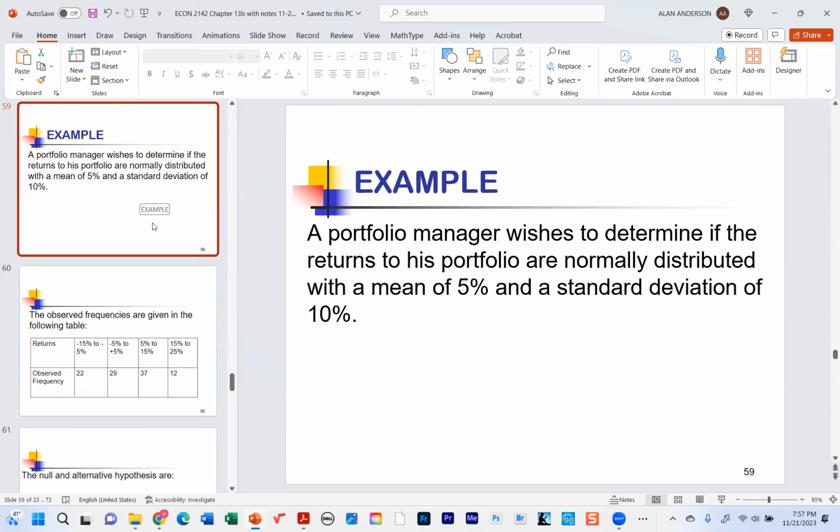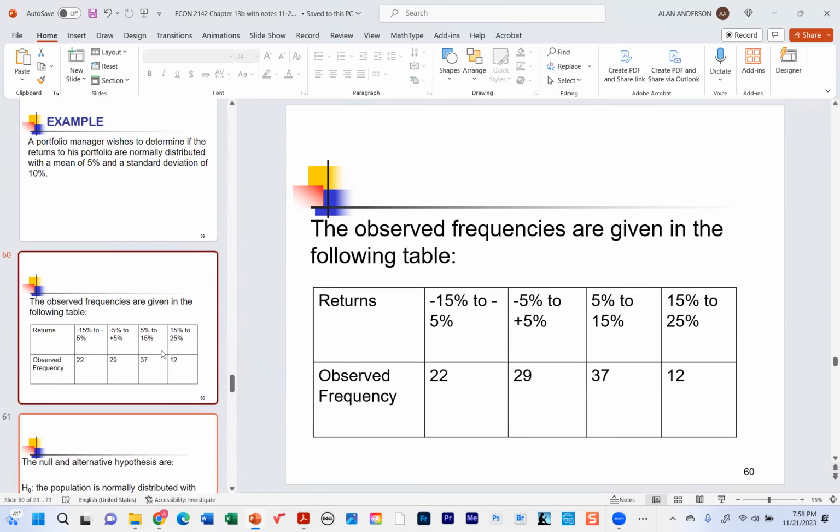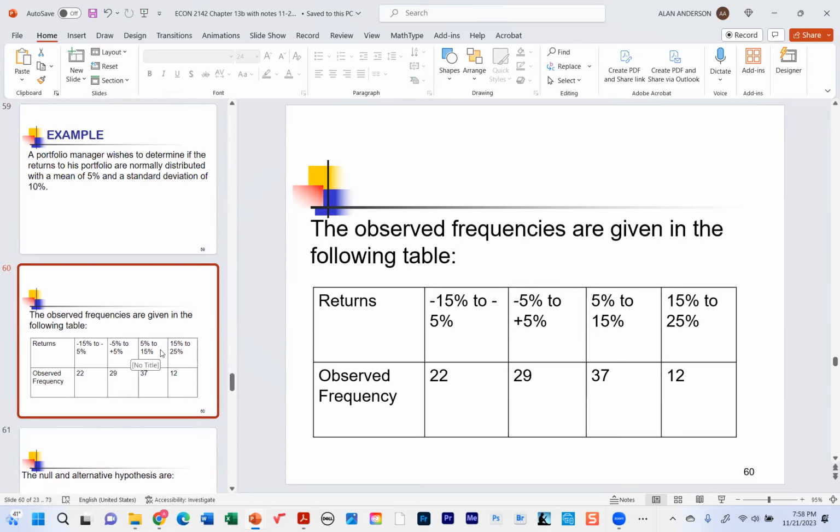So what data are we given? Okay, so the observed frequencies have to be given to us. We want to know what numbers he actually has in his portfolio. And they're right here. By the way, if you notice, we've broken up the returns into categories like this. They have to be ranges with the normal distribution: from -15 to -5%, -5 to 5, 5 to 15, and 15 to 25. These are the frequencies. And if you notice, they add up to 100. So this time the sample size is 100.